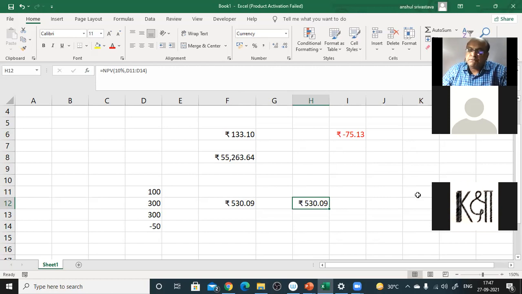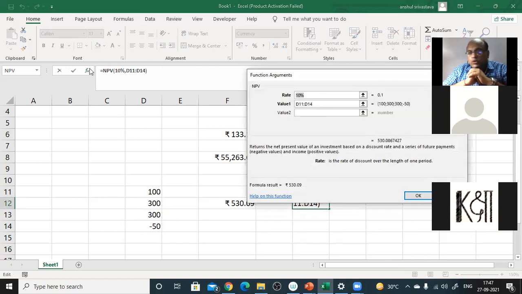You're okay? Now, one thing that you should remember about NPV. What is the thing that you should remember about NPV? That when we were calculating PV, we had an option to put type 1 or type 0, but look at this formula. We do not have any option to put type 1 or type 0. So just remember, whenever you are calculating NPV, you are getting the value in type 0.